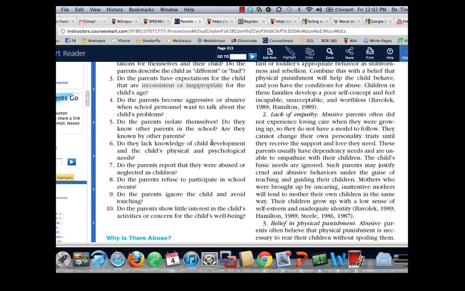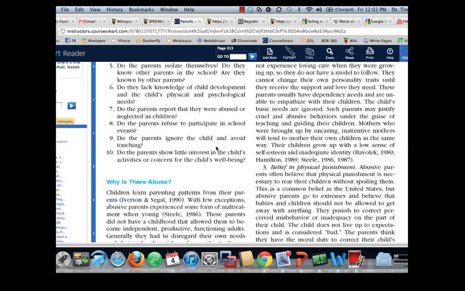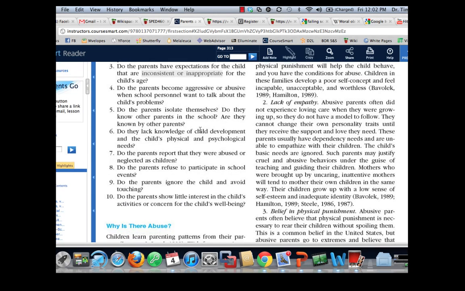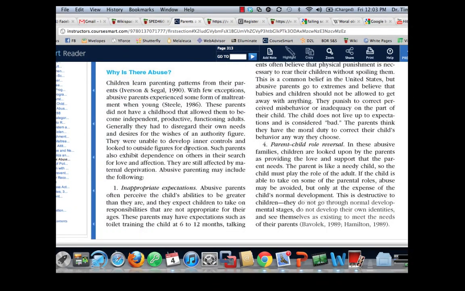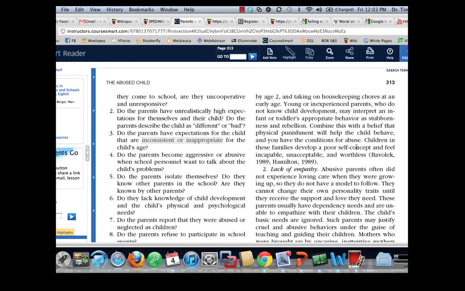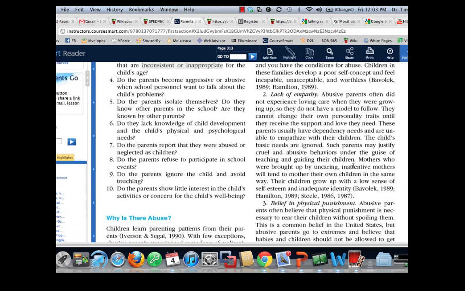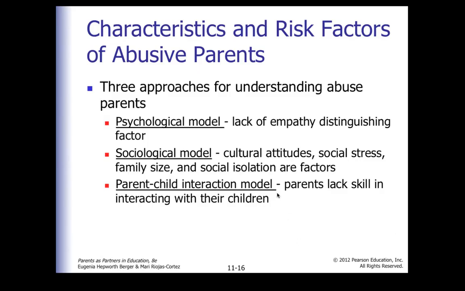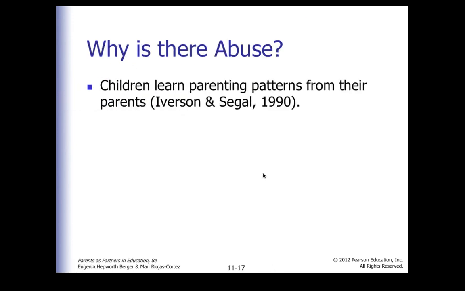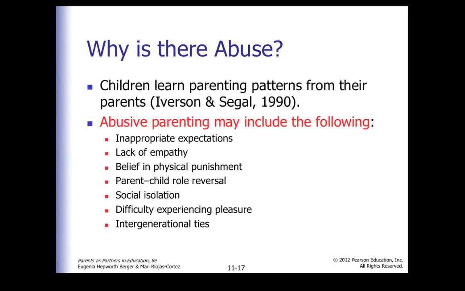There, that gives you something about parents who show little interest in the child's activities. So why is there abuse? Inappropriate expectations, lack of empathy, and I'm going to ask you to come into that also here. And just make one sentence with each of these, if you would.